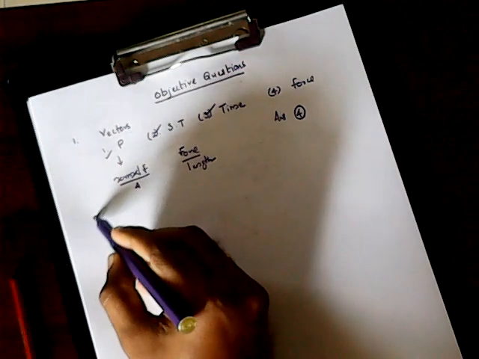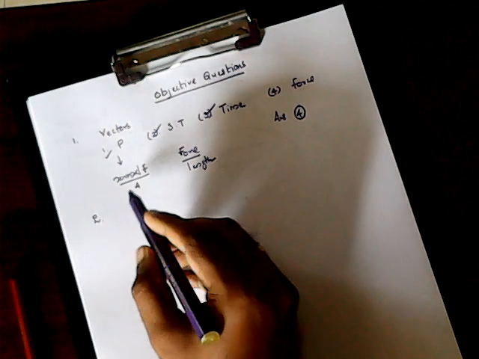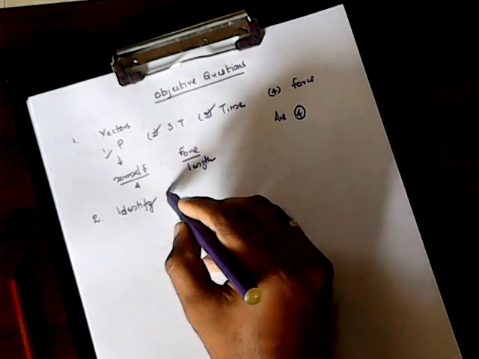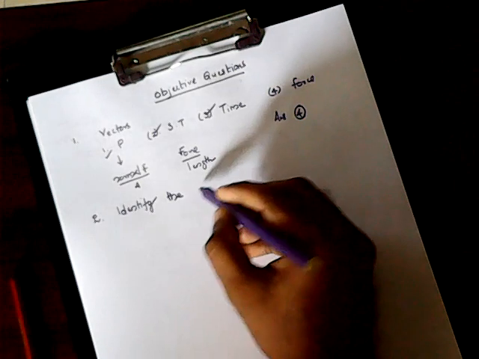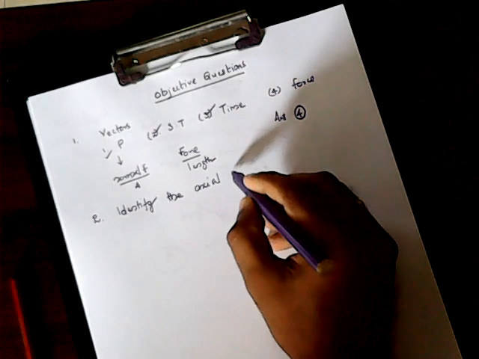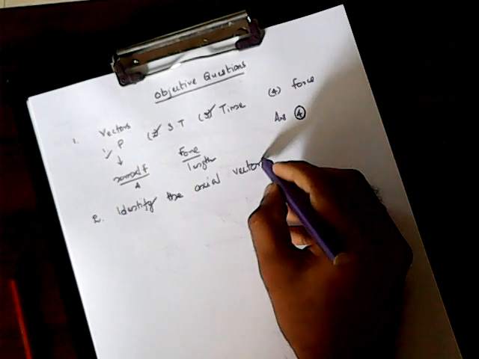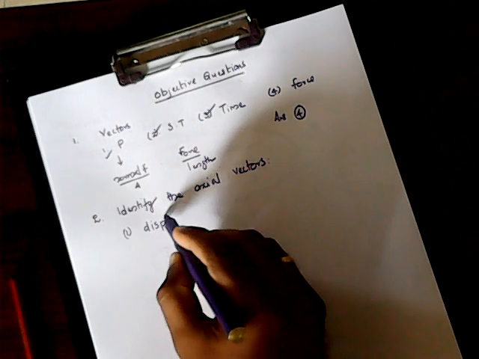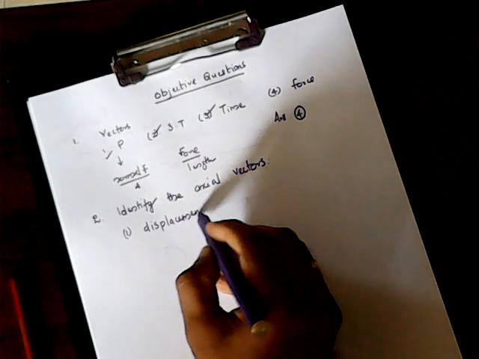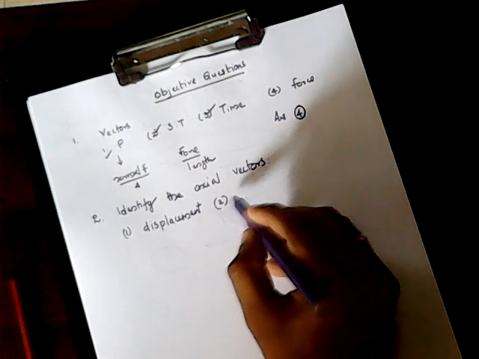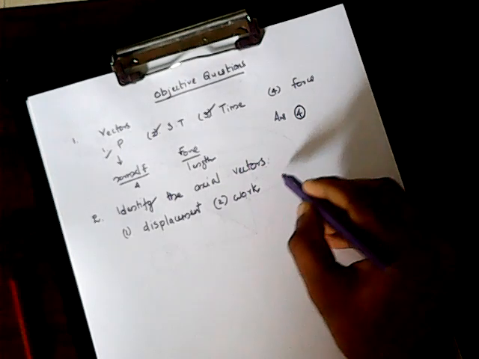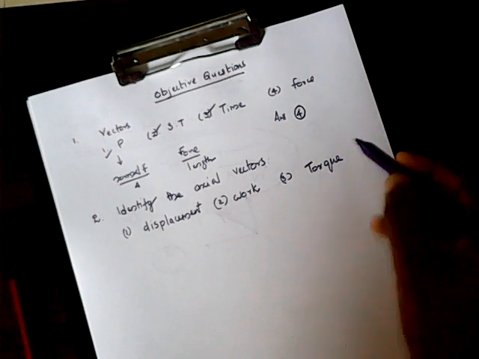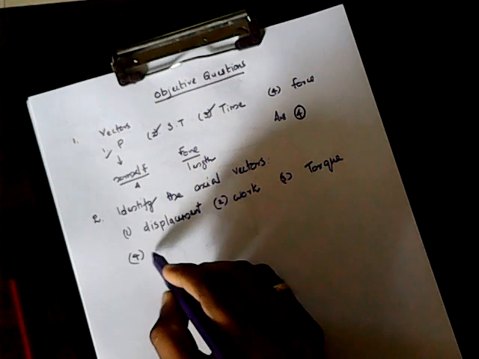And the second question: identify the axial vectors. The choices are displacement, work, torque, and linear momentum.